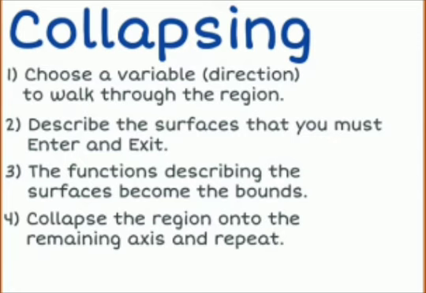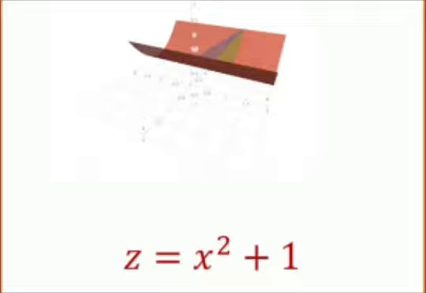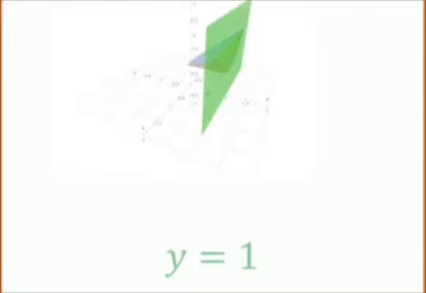Let's see how this works when our region is being described using rectangular coordinates. Here we have a region that is being bounded by three surfaces. The top is being described by the plane z equals y plus 1. The bottom is the parabolic cylinder z equals x squared plus 1. And the side is the plane y equals 1.